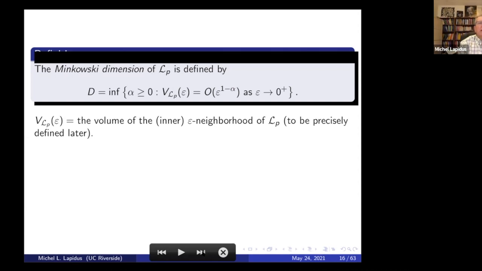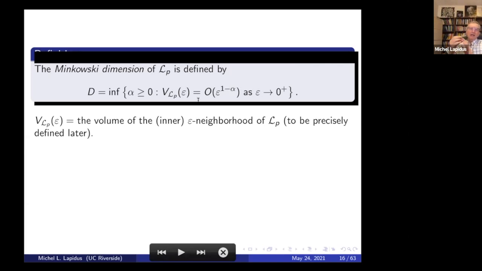Okay, so what is the Minkowski dimension? This is another definition. One way to define it for LP is as the inf of the non-negative real numbers alpha such that the volume of an epsilon neighborhood, something I will define more precisely later, of the string is bounded by a constant times epsilon to the 1 minus alpha, so it's big O of epsilon to the 1 minus alpha as epsilon tends to 0.